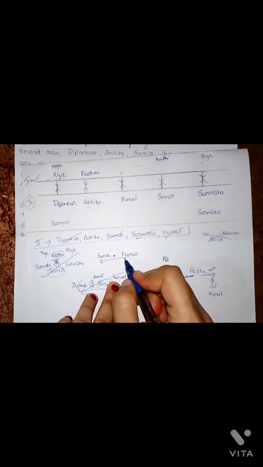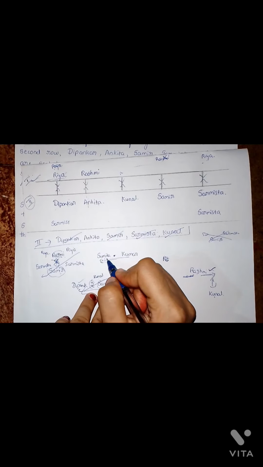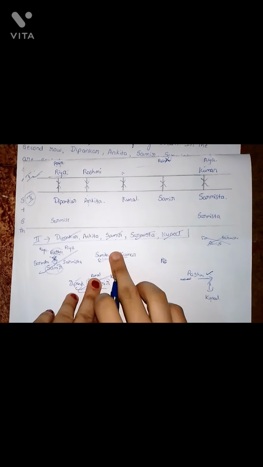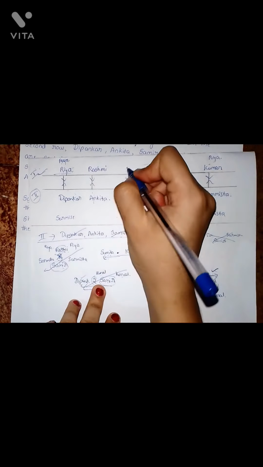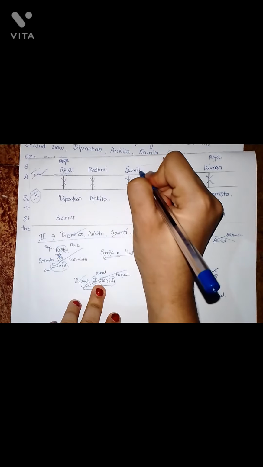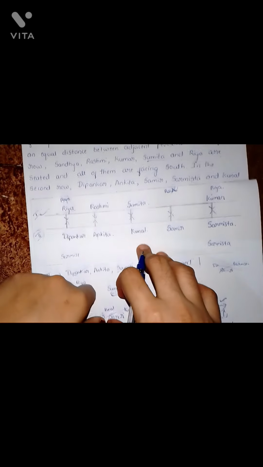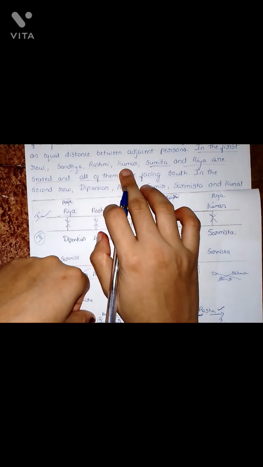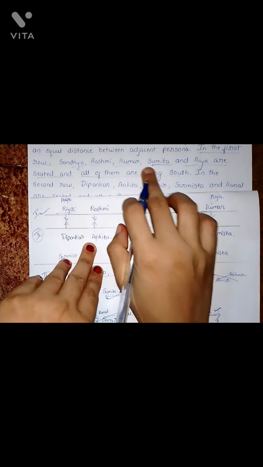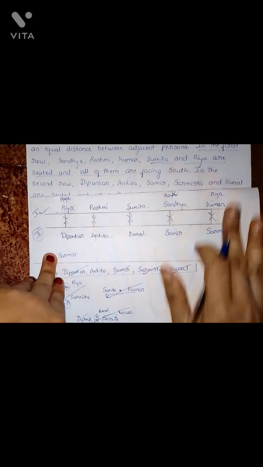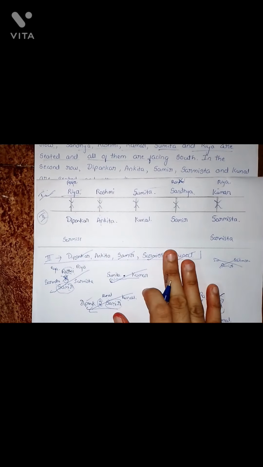Next, Kumar is second to the right of Sumita, right? That's why Kumar will come here. So it will be easy, no? So Kumar and Sumita. This statement is also over. Which one is remaining now? Sandhya. So that's over. This is the way we have to solve a seating arrangement when two rows are given.